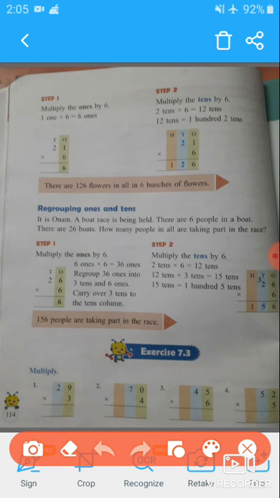Now students, let's come to the last exercise of this unit, exercise 7.3. So students, you have to multiply here. So first of all, in step 1, you will multiply 3 by 9 ones, and in step 2, you will multiply 3 by 2 tens. So students, all the steps I explained to you very well. Now you have to do this yourself.